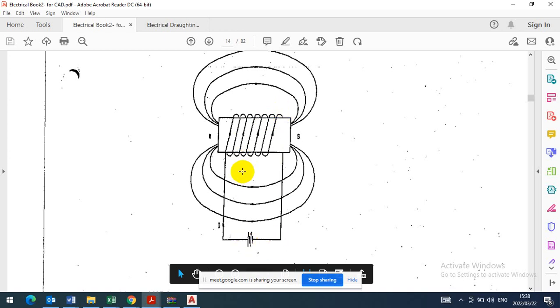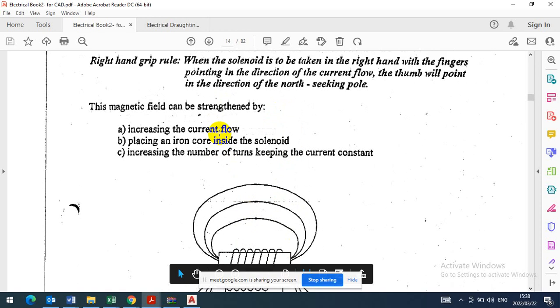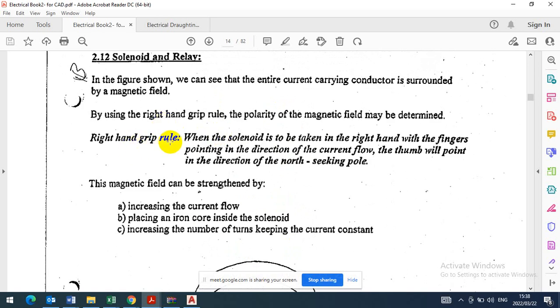So they usually use a concept called the right-hand grip rule. What is this right-hand grip rule? The solenoid is taken in the right hand with the fingers pointing in the direction of the current flow. So you wrap your fingers around the iron core. Remember, your fingers indicate the direction of current flow. They want to know which direction the magnetic flux will be. It's the thumb. So you hold the thumb along the length of the solenoid.